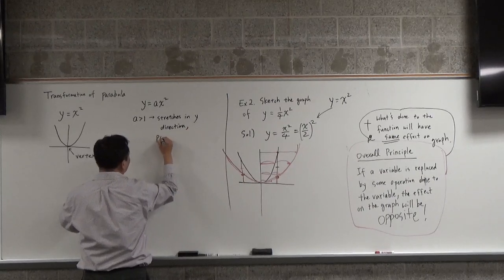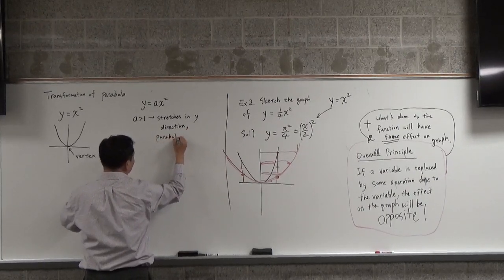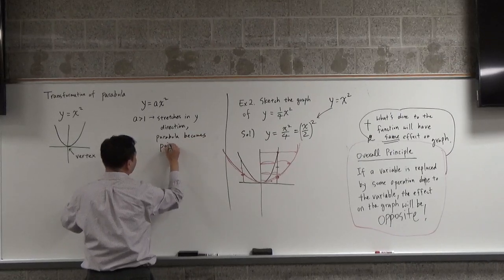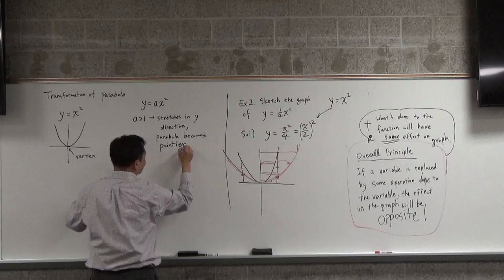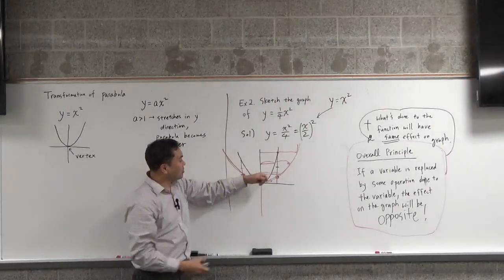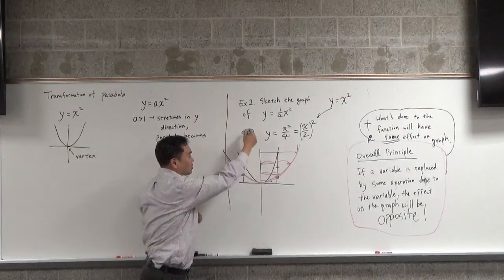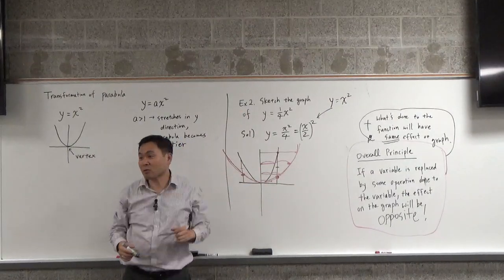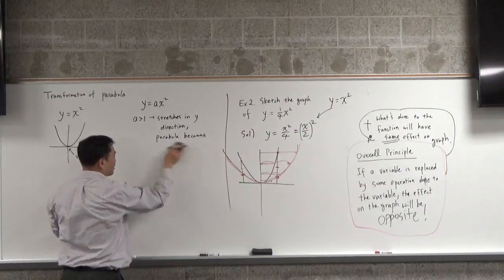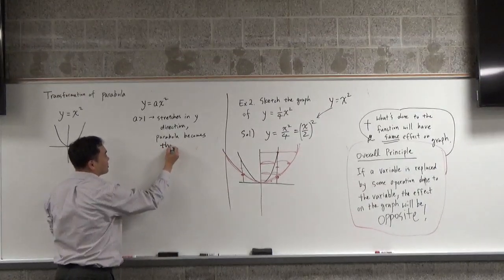So the parabola becomes pointier. Right? Yeah, it becomes sharper. It'll be like if you take this parabola and you stretch it this way, then it will be thinner, right? The parabola will be thinner. Maybe that's the way to think of it. Yes, thinner.